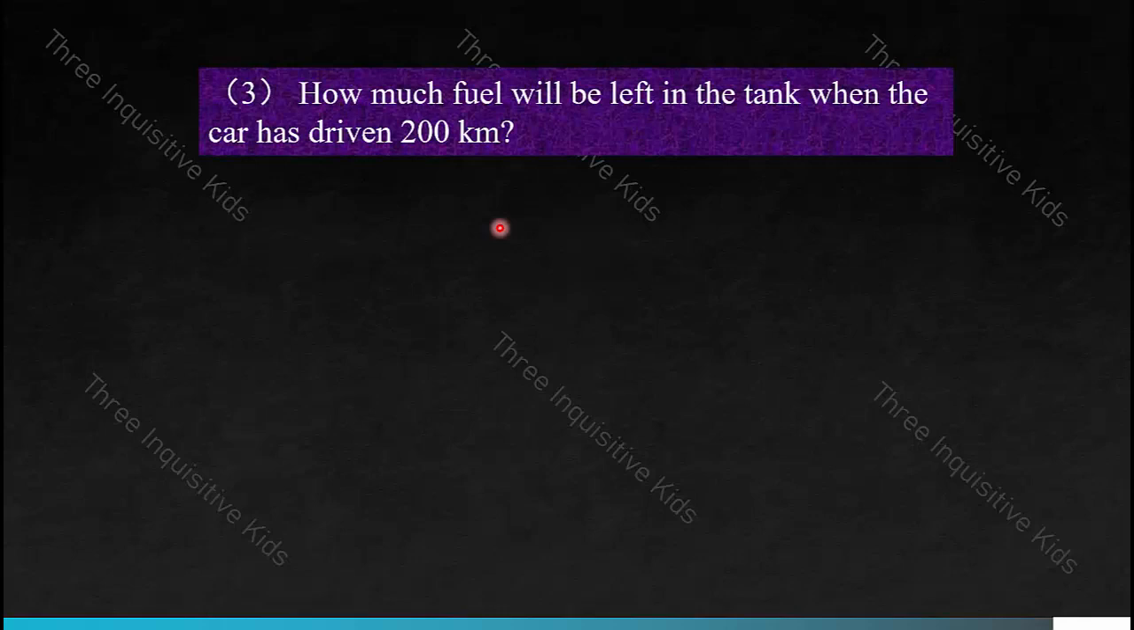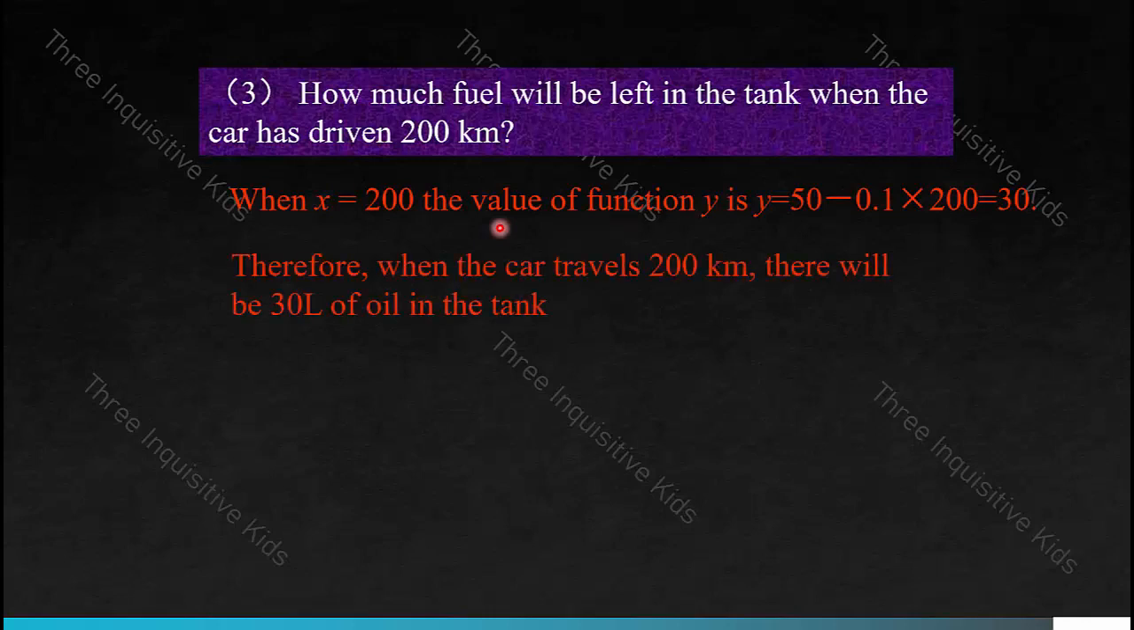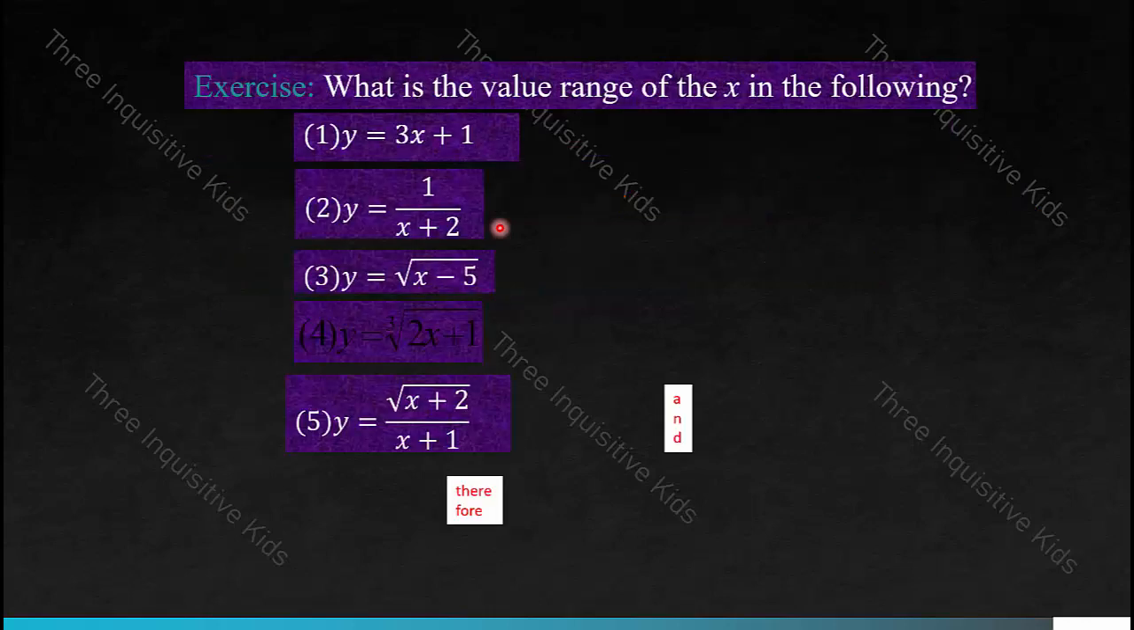How much fuel would be left in the tank when the car has driven 200 kilometers? When x is equal to 200, the value of the function y is equal to 30. Therefore, when the car travels 200 kilometers, there will be 30 liters of oil left in the tank.